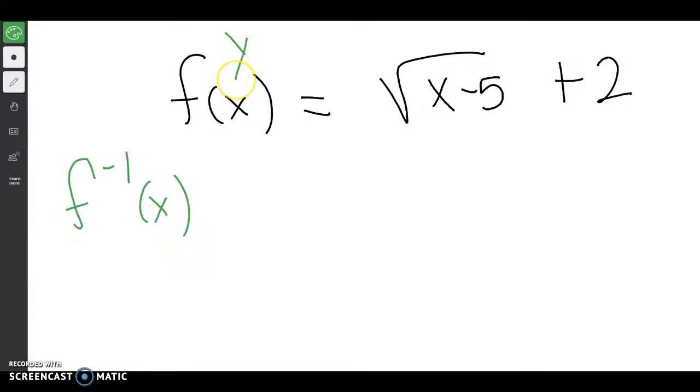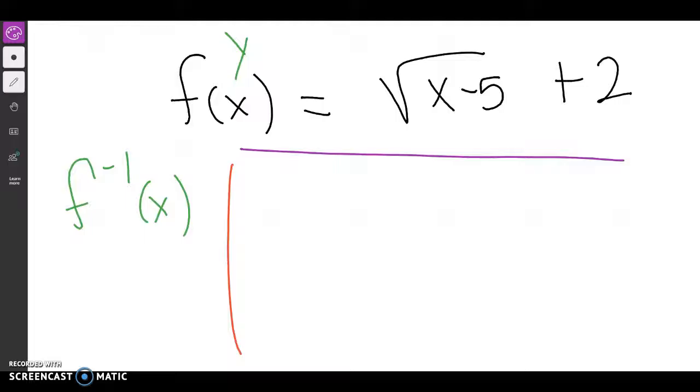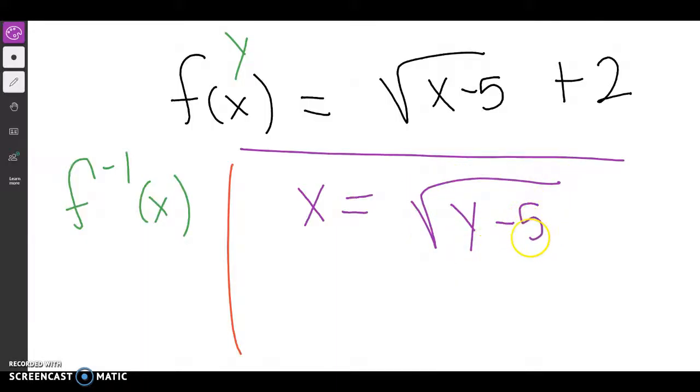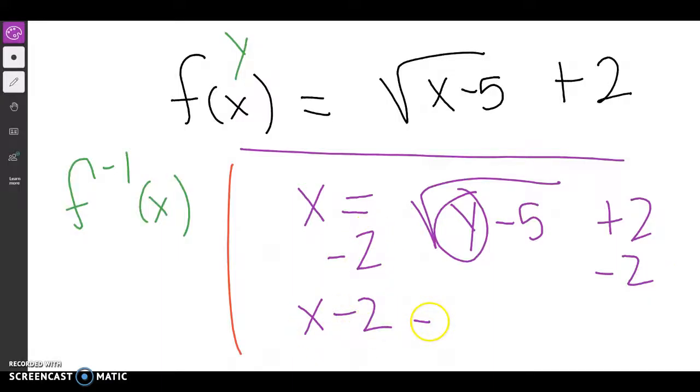Again, this means the same as y, and how we find inverses every time is we're just going to switch the x and y's. So for this thing, I'm going to write x is equal to the square root of y minus 5 plus 2. And again, we've found its inverse, but we haven't found its inverse function because y has to be solved for. So to solve for y, I'm going to try to get this square root by itself first. So I'm going to minus 2. x minus 2 is equal to the square root of y minus 5.